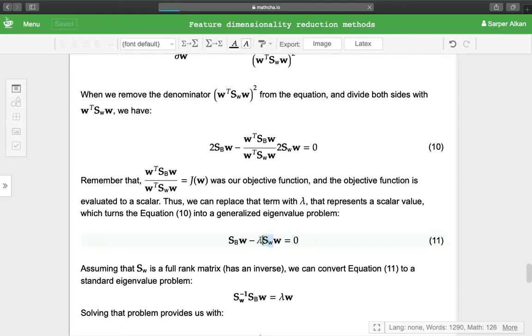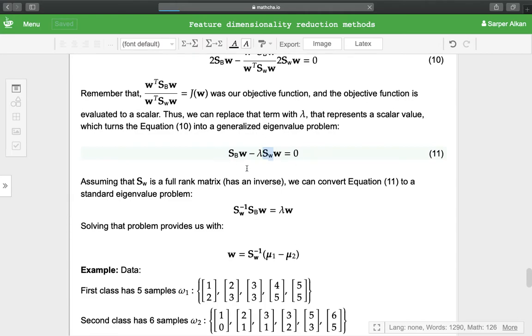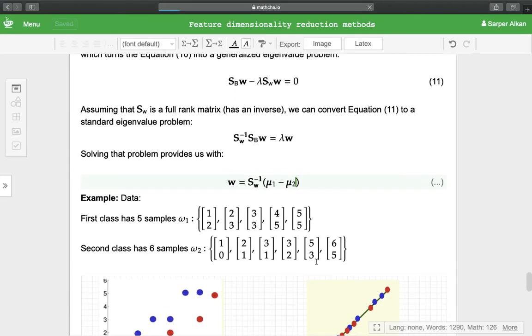Assuming SW is a full rank matrix, that means it has an inverse, we can convert equation 11 into a standard eigenvalue problem by multiplying each term with the inverse of SW. So we have W equals inverse of SW times mu1 minus mu2. With W we reach our line of projection. We can calculate W transpose X for any of our samples in order to find the projected samples.